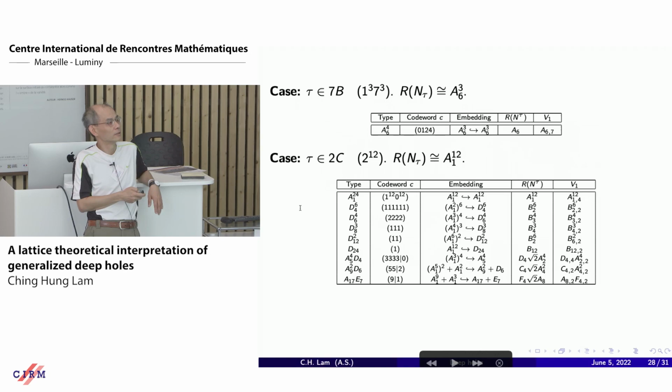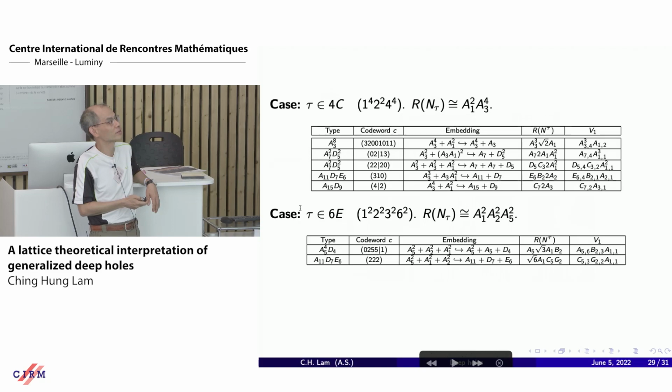And it's a finite process because you have only 23 Niemeier lattices, and it must contain a very special sublattice inside. So you don't even need to use a computer, just use hand. You can finish it in about an hour. So these are all the cases.